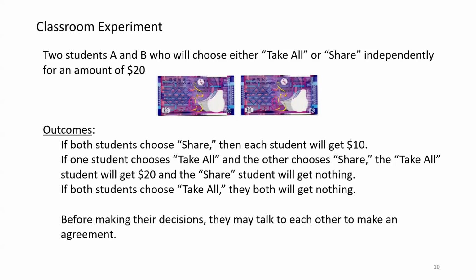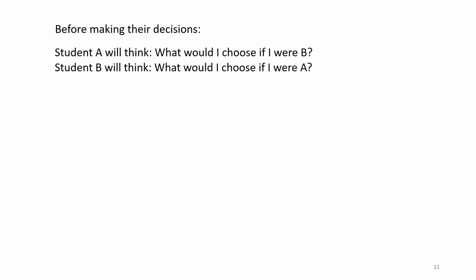So they can agree, and the best is that each one can get $10. Next, before making their decisions, student A will think, what will I choose if I were B? Although they have already negotiated and made the agreement, they have to make the choice independently. And student B will think, what would I choose if I were A?